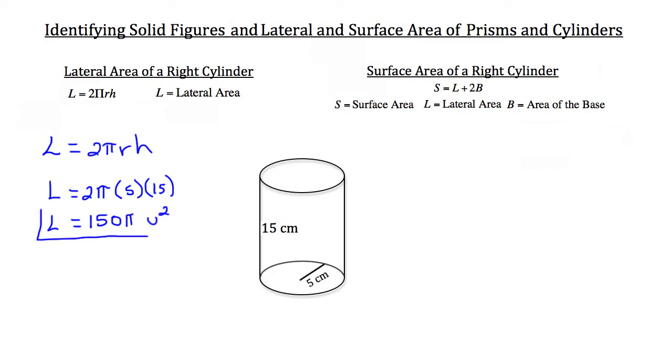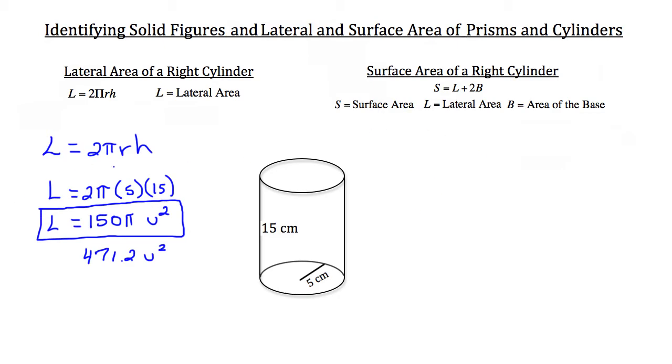I'm going to leave our answer in pi because it's more exact. However, you could multiply it out, 150 times the average value of pi, 3.14, and go ahead and solve for it that way. If you did, you'd get an answer of 471.2 units squared.